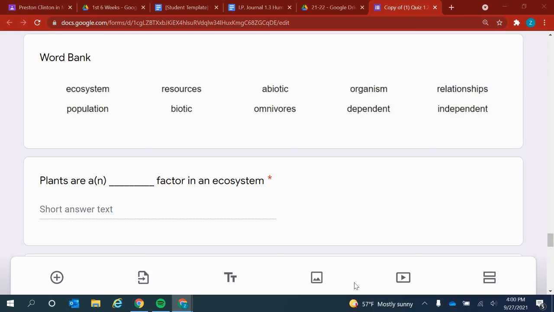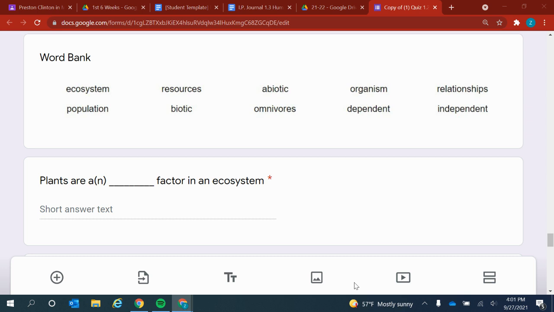This fill in the blank question is asking us about whether plants are a blank factor in an ecosystem. So again, we're looking at a blank that is preceding the word factor. And so our most common answer choices are going to be abiotic or biotic. But let's look at all of our answer choices. So we're looking at whether or not plants are a blank factor in an ecosystem.